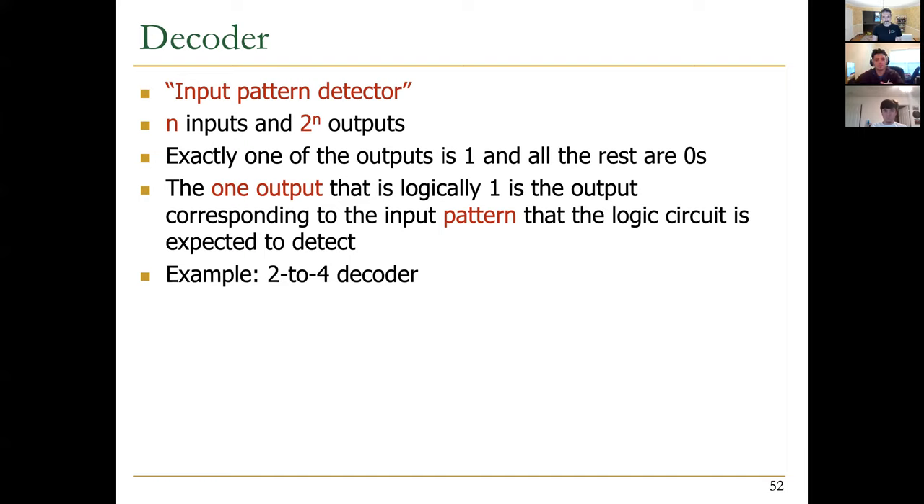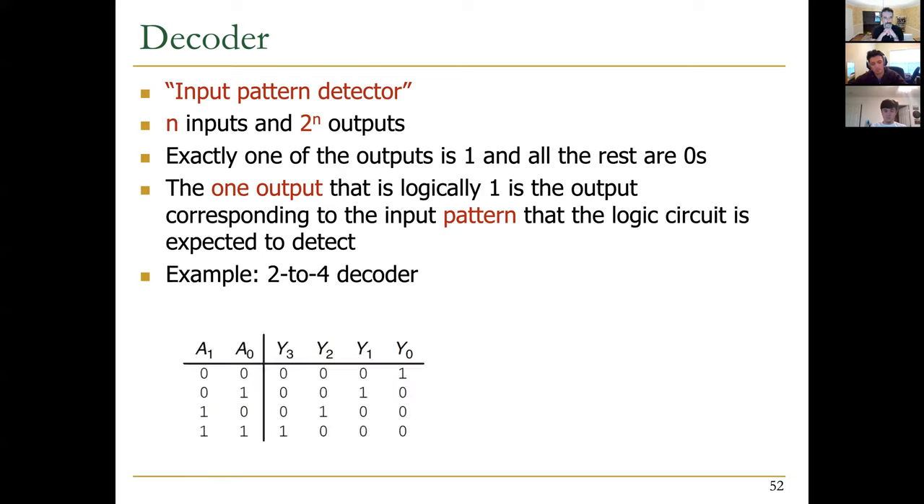So for example, for a 2-to-4 decoder, you have 2 bits of input and 4 alternative outputs. Depending on what particular combination of A1 and A0 you use, you see that one of the outputs gets enabled, right? If A0 is 0 and A1 is 0, Y0 is selected. If both of them are 1, Y3 is selected.